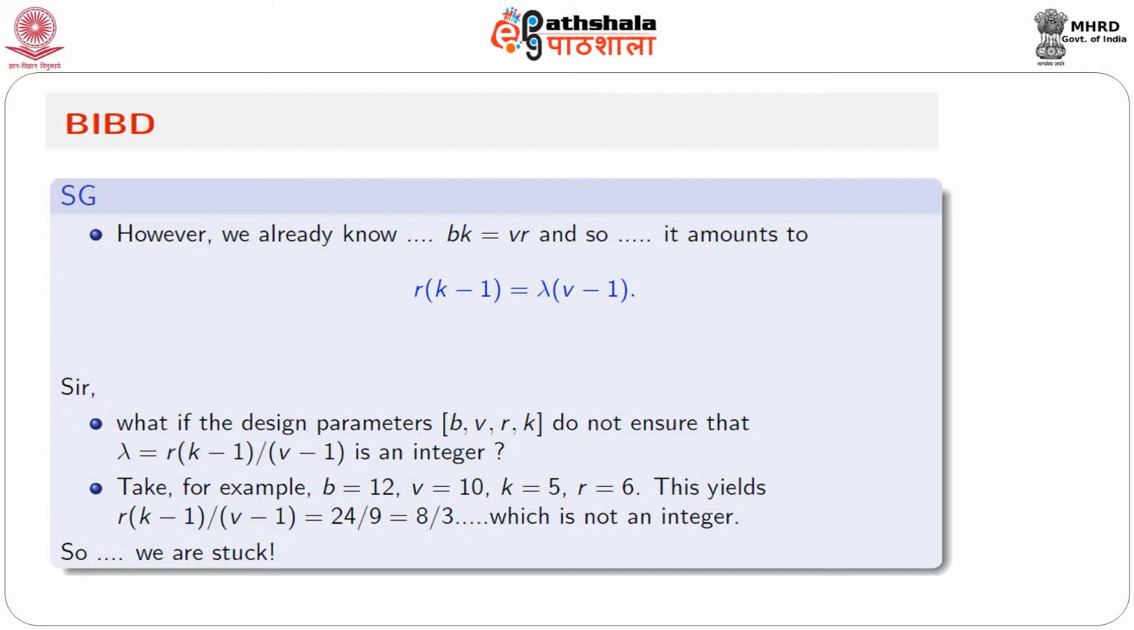Sir, what if the design parameters, that are B, V, R, K, do not ensure that lambda equal to R into k minus 1 divided by V minus 1 is an integer? Take for example B is equal to 12, V is equal to 10, K is equal to 5, R is equal to 6. This yields R into k minus 1 divided by V minus 1 is equal to 24 by 9 is equal to 8 by 3, which is not an integer. So we are stuck here.